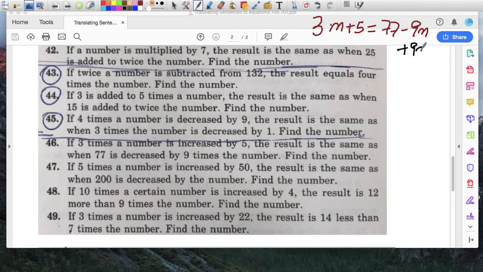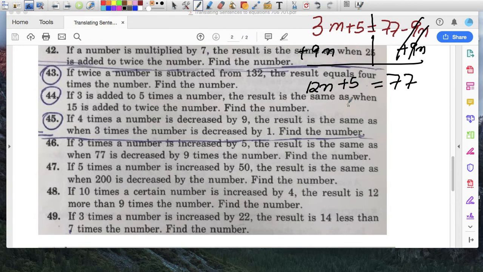So plus 9n on this side, plus 9n on this side. So here's my equation with the left side on the right side. Negative 9n plus 9n will disappear. The 77 comes down, and 3n plus 9n becomes 12n. And the plus 5. If you make a story, you know you're going to be doing minus 5 on both sides first.